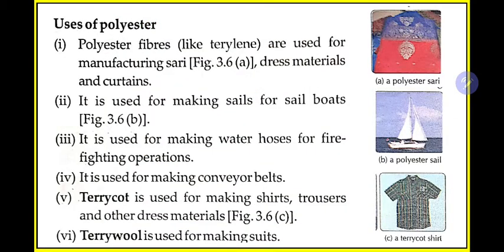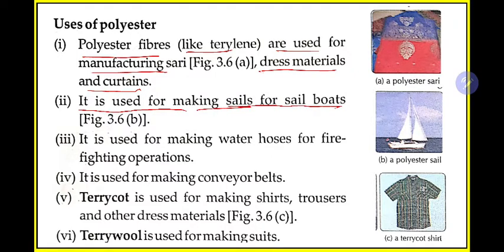So what are the different uses? Let us learn. Polyester fibers like Terylene are used for manufacturing sari, dress material and curtains. So these are used for making sari, dress material and curtains. Okay, it is used for making sails of sailboats.